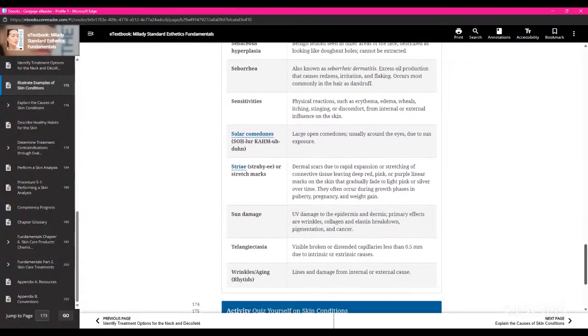We looked at sensitivities and we talked about sensitive skin. It is a condition of the skin. Hold on one moment.